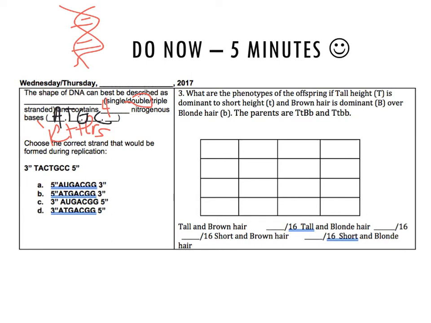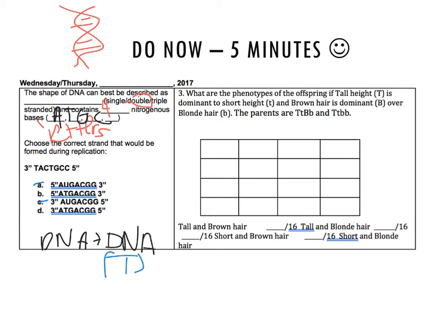Next part says choose the correct strand that would be formed during replication. If you look up at that poster, replication is when I go from DNA to more DNA. Okay, so I'm not changing to RNA. And remember, apples in the tree, car in the garage. In DNA, we have a T, not a U. So I can go ahead and get rid of some answer choices. I know letter C is no good and A is no good either.